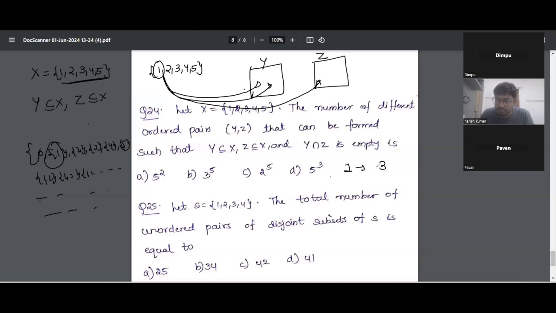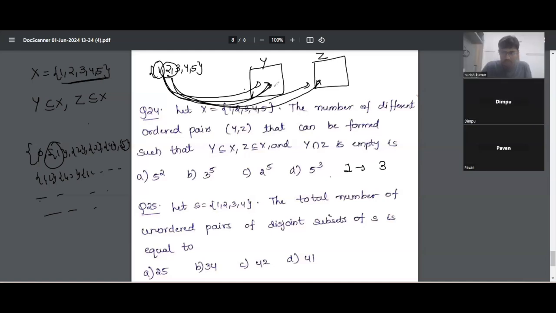So one has how many chances? 3 chances this time. What about 2? Two also has 3 chances. It can choose to be part of Y, or it can choose to be part of Z, or it can sit aside. So 2 also has 3 chances.